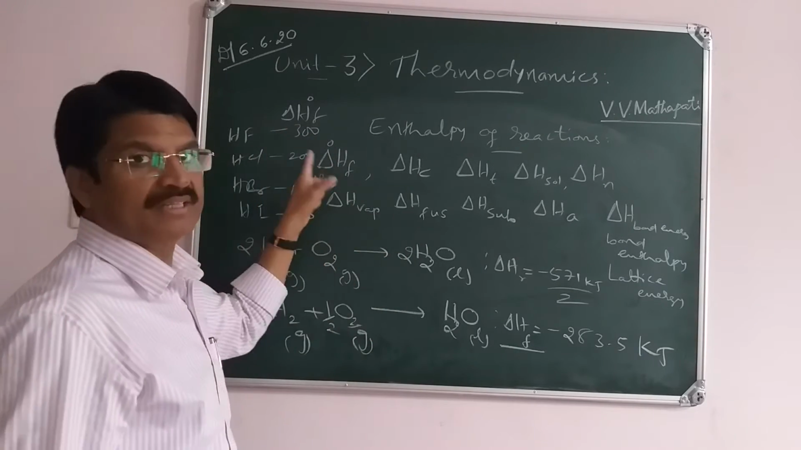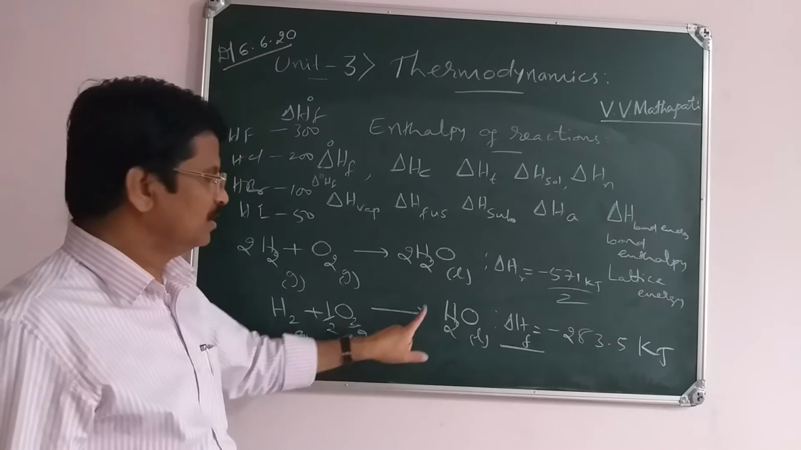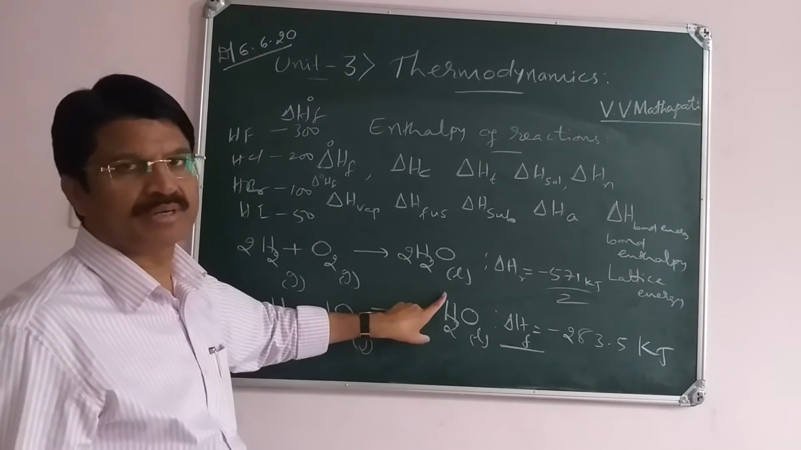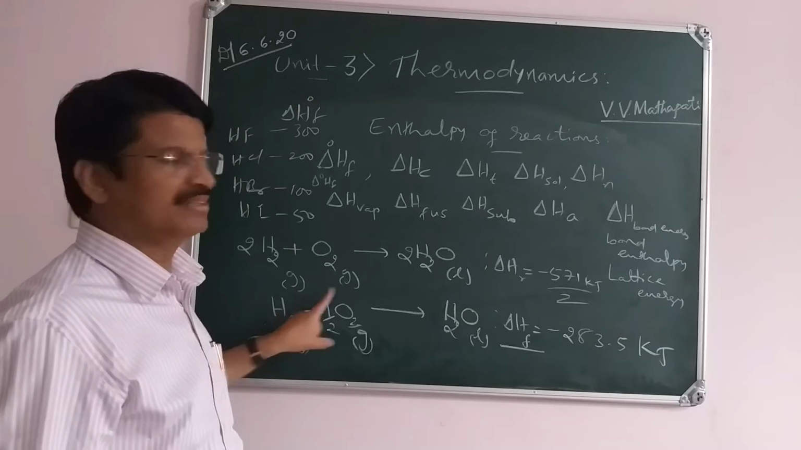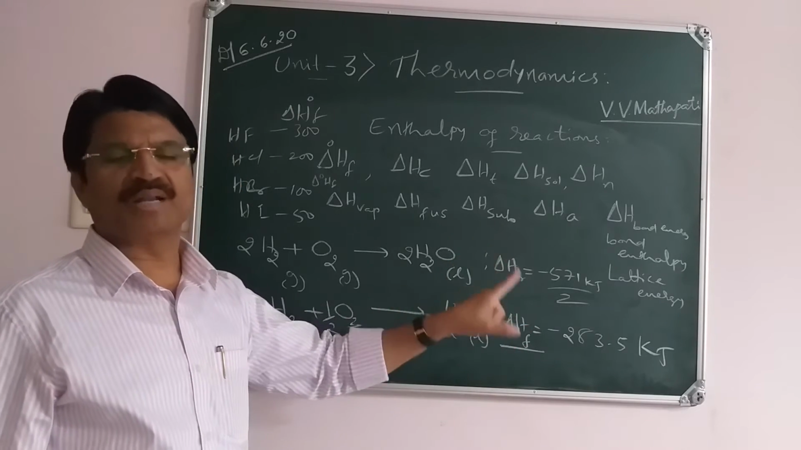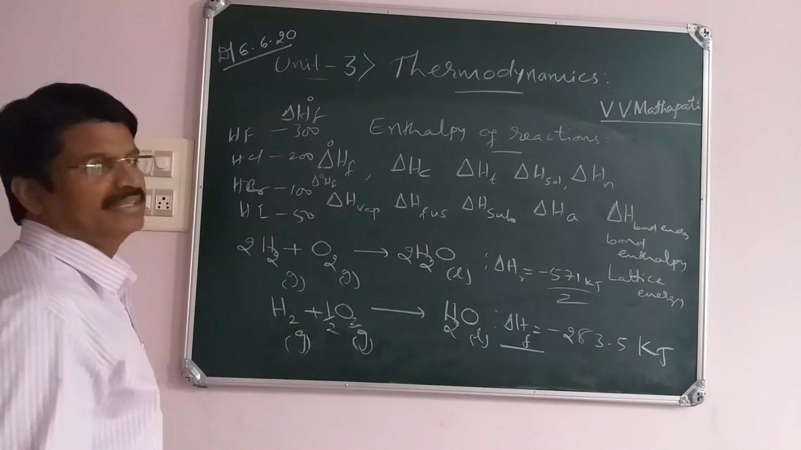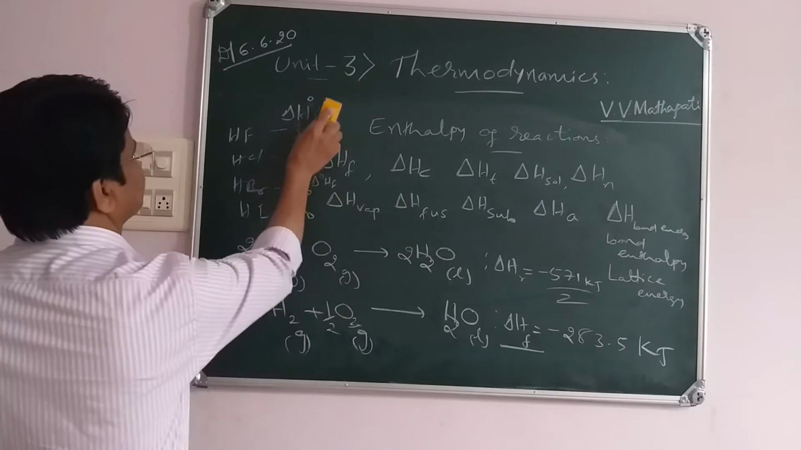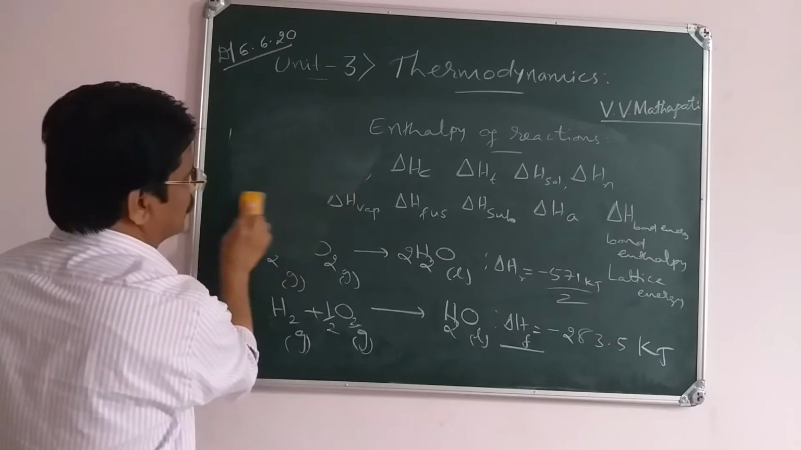In standard enthalpy of formation, importance is given to the right side. When 1 mole of a compound is formed from its elements, the delta H value is said to be the enthalpy of formation. Next, what happens in the enthalpy of combustion? Enthalpy of combustion.